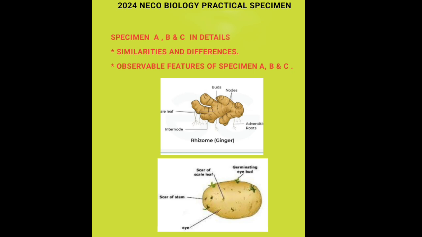Now let's move to the next one, specimen C, which is what? Irish potato. Specimen C, Irish potato, the part modified is actually the stem. It has been modified to form what we call a tuber. This time around, not a rhizome like in ginger. A tuber is an underground stem that has been modified to store food by swelling. When it swells, it stores food in it.